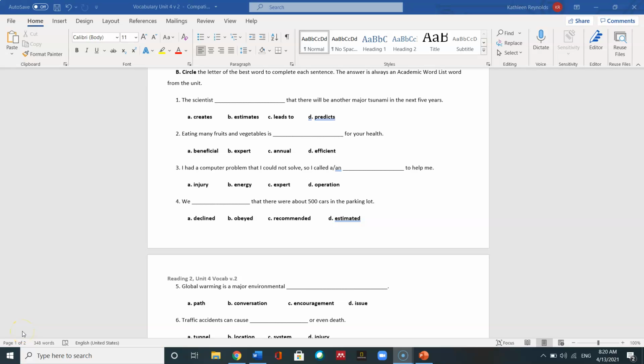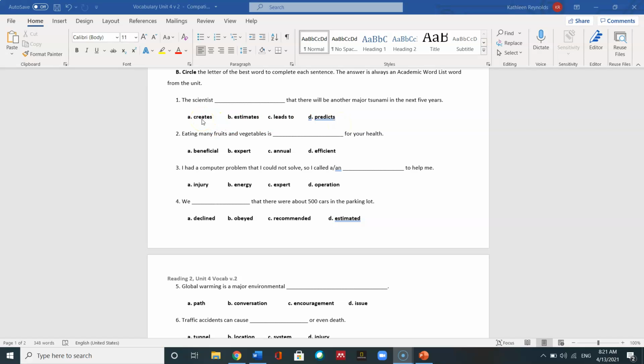This is part B of vocabulary for Unit 4 in Reading 2. So now we're going to do the multiple choice questions. Number 1, the scientist blank that there will be another major tsunami in the next 5 years. The scientist creates, the scientist estimates, the scientist leads to, or the scientist predicts.